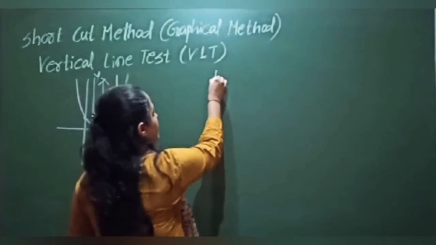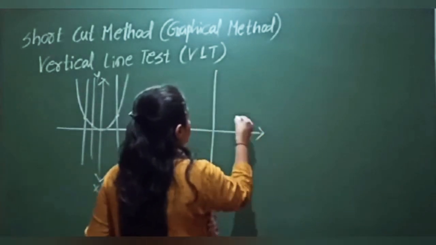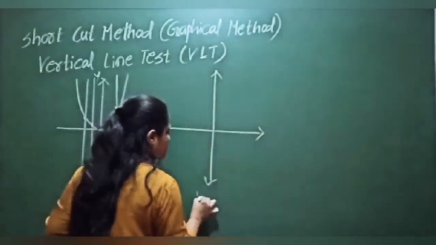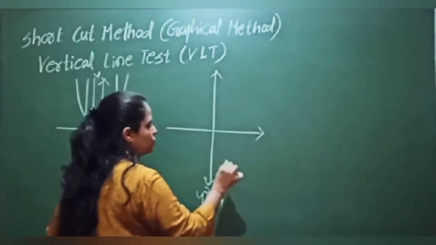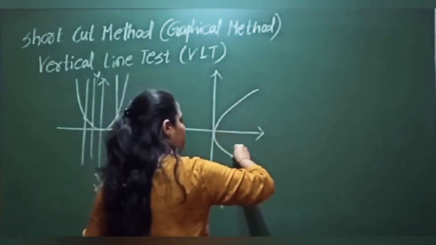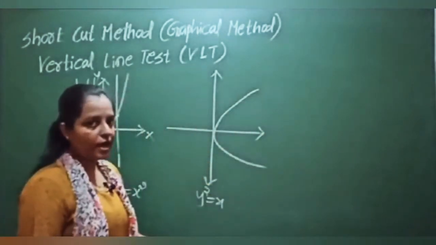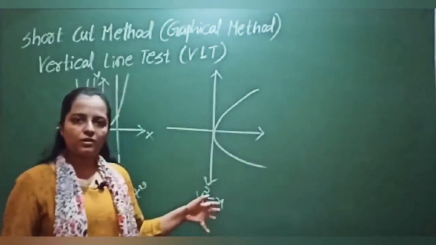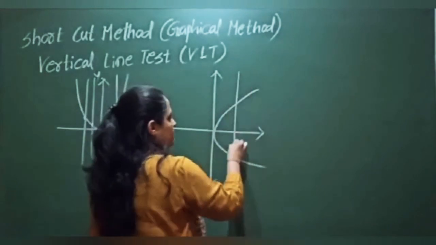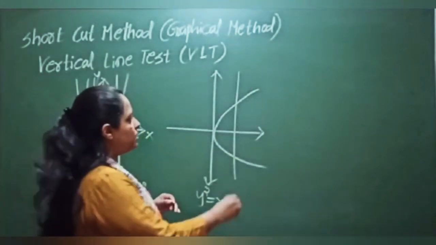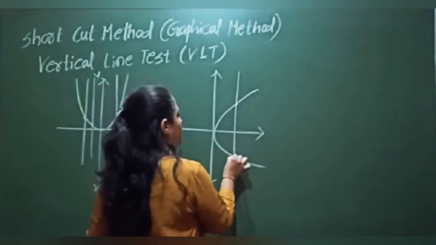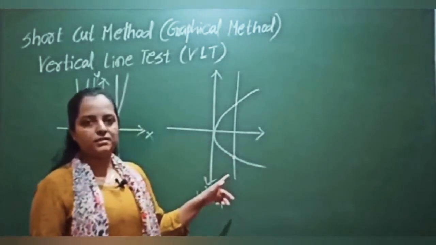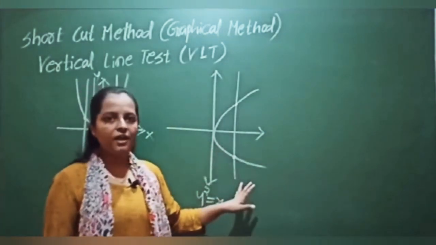Now I will consider another graph, the right-handed parabola, that is the graph of y square equals x. The graph of y square equals x comes like this. We'll take the vertical line test for this to see whether it is a function or not. The vertical line cuts the given graph at 2 points. So therefore this is not a function.